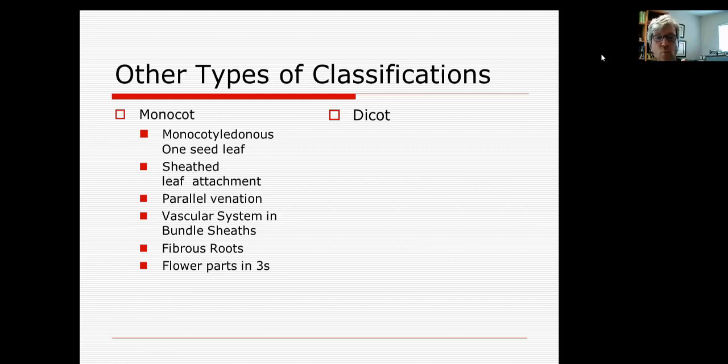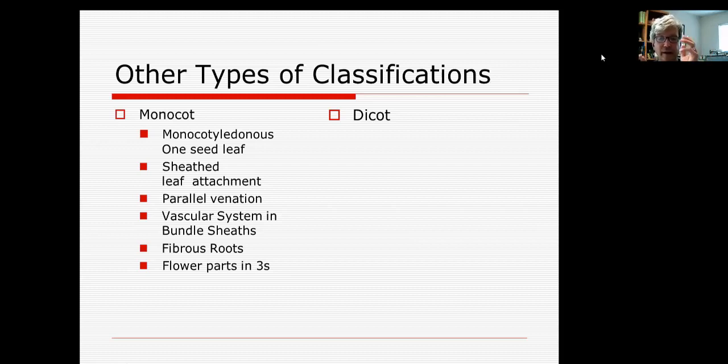So those are some ways to help identify at a glance whether you think something is a monocot or a dicot. Part of the reason this matters is later on when we're talking about herbicides, we have some chemicals that work on monocots that don't work on dicots. We have some chemicals that work on dicots, but not on monocots. And then we have some that kill everything. So you're going to see that come up again.